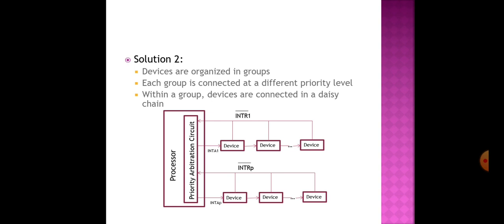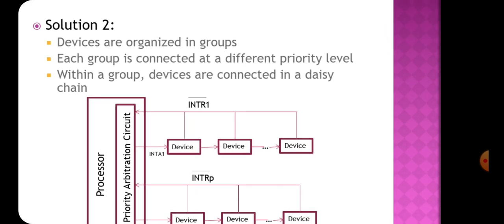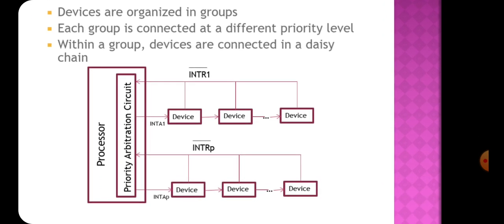Next is solution 2. Here the devices are organized in groups and each group is connected at a different priority level, and within a group devices are connected in daisy chain. Here you can see a processor priority arbitration circuit, and to the processor two groups are connected, an upper group and lower group, and each of these groups has a daisy chain model.